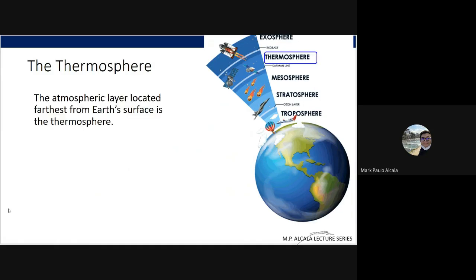Okay. Next, the thermosphere, essentially located the farthest from the Earth's surface. Nitrogen and oxygen here absorb solar radiation. But the air in the thermosphere is so thin that air particles rarely collide. So little heat is transferred, and it would therefore not feel hot to us.